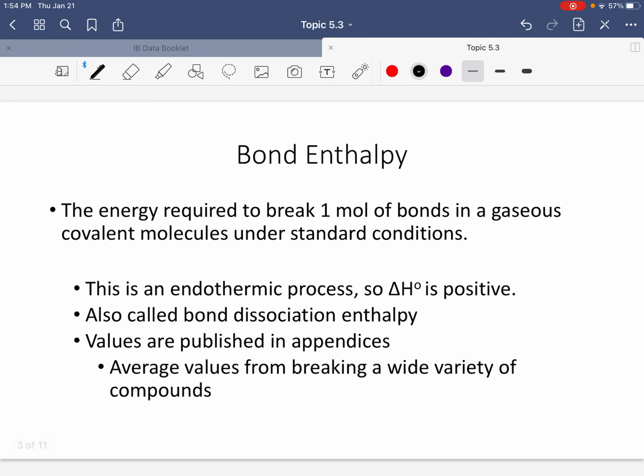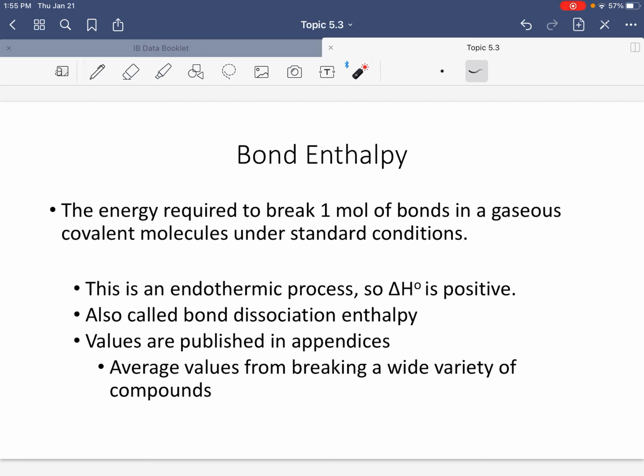All right. Bond enthalpy. The whole idea here is the energy required to break 1 mole of bond in a gaseous covalent molecule under standard conditions. So we're always looking at standard conditions, because how do we know how much energy bonds contain? Well, somebody has already done that for you, but that somebody did this in the standard state, 1 atmospheric pressure and 25 degrees Celsius. I'll show you in the next page where that information is from. But that's what bond enthalpy means.